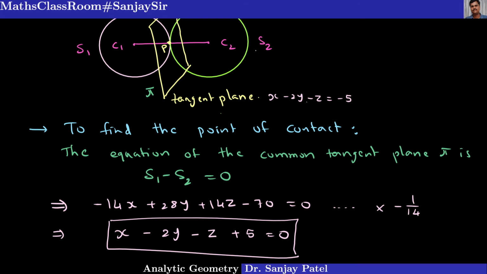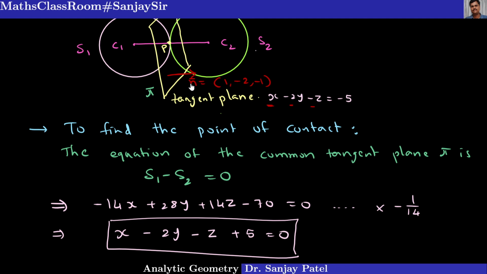So I need that normal vector. You know what is the normal vector of a plane? A vector which is perpendicular to all the vectors in a plane. So what is n bar here? That you can obtain from the coefficients of x, y, z. So 1, minus 2 and minus 1 is the normal vector to this plane.